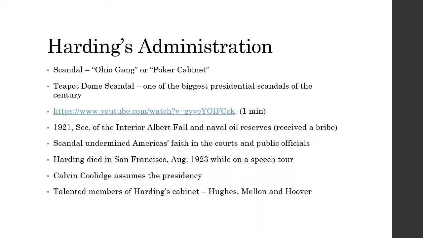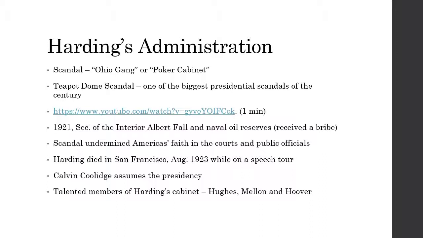Most of the scandals are actually not by Harding himself. They're by his cabinet, which is why he often gets them called the Poker Cabinet or the Ohio Gang. Usually, he was aware of what was going on, but doesn't really intervene. The most famous of these scandals is the Teapot Dome scandal, which was a bribery, basically, of oil reserves.